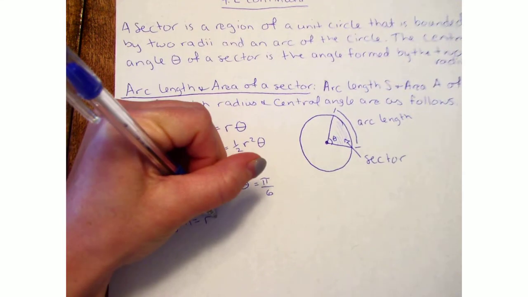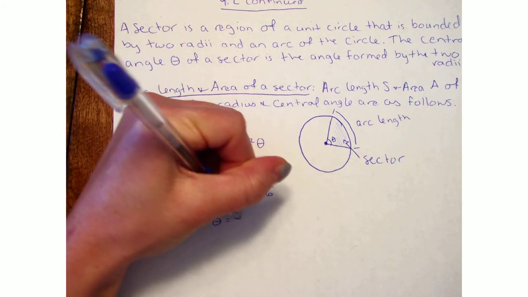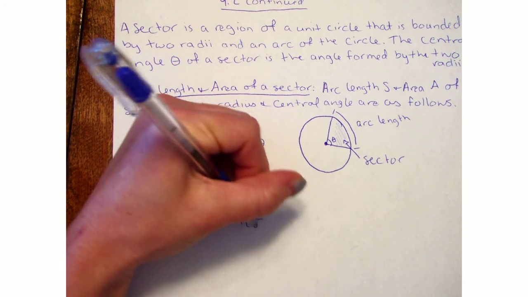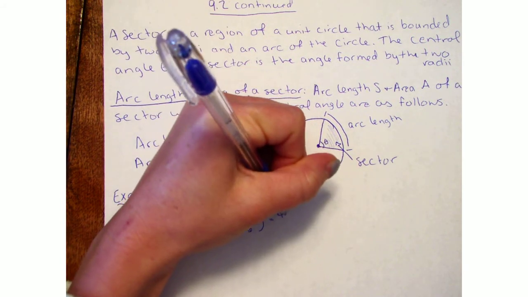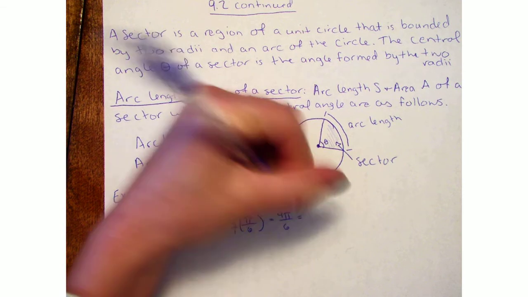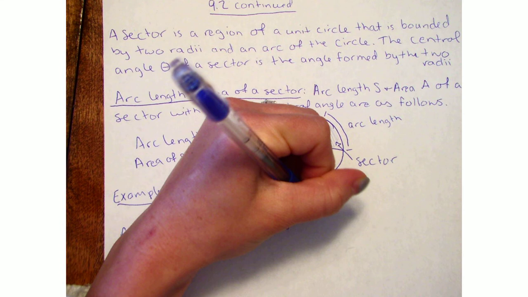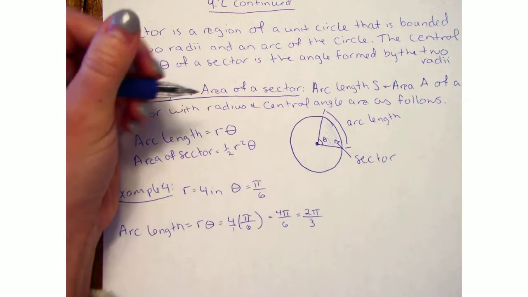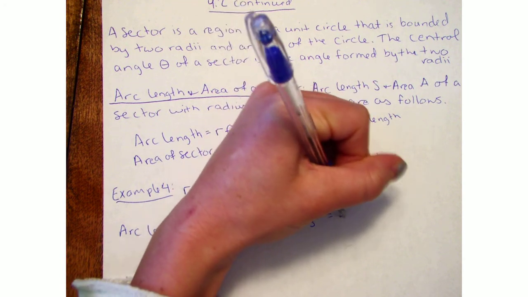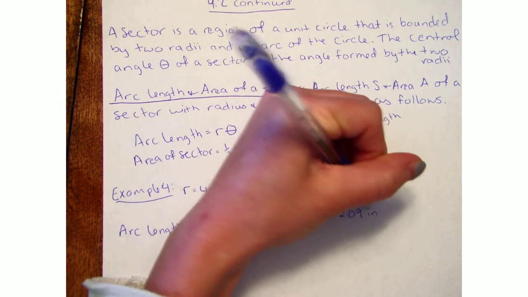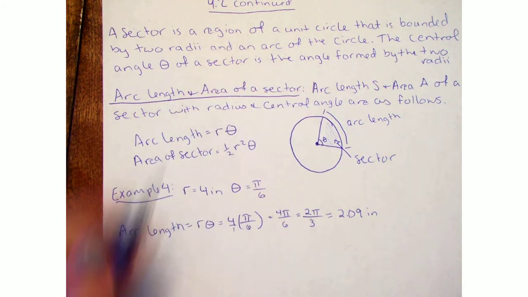So remember, radius times theta, we're just going to plug both these pieces in. So 4 times pi over 6. Put that 4 over 1. 4 pi over 6. That can reduce down a little bit to 2 pi over 3. And then what they want you to do is put it into a decimal. So if you put 2 pi and then divide that by 3 in your calculator, you get 2.09 inches. So that's this piece right here, 2.09 inches for this problem.